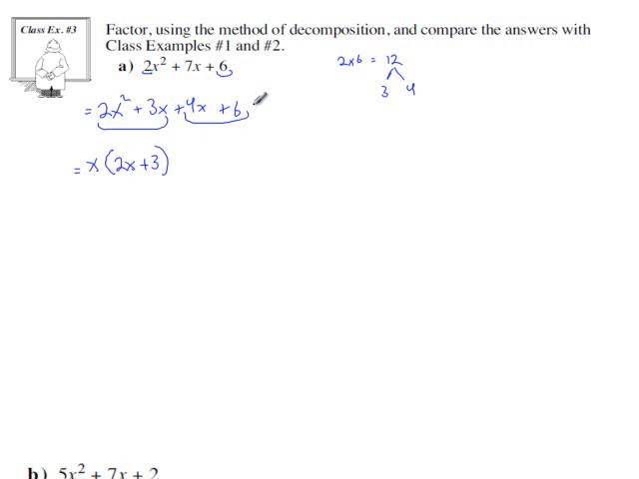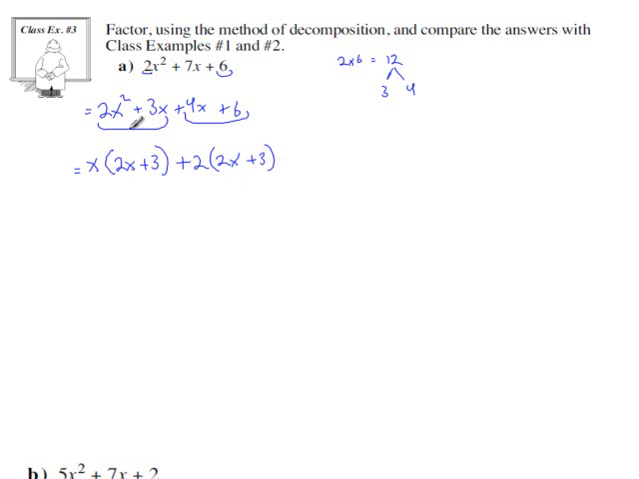Okay, now you're going to write the second group, taking out a common factor. So common factor between positive 4x and positive 6. They're both divisible by 2, so a positive 2. So we'll write a positive 2 there. 4x divided by 2 is 2x. And 6 divided by 2 is 3.